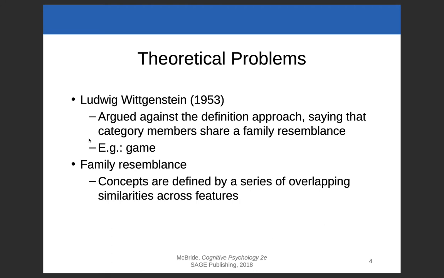One of the big examples that we use in this literature a lot is the idea of a game. What is a game? What are the essential features of a game? It has rules, it has competition, there are winners and losers. There are a lot of overlapping features that could be argued are like the family resemblance features for the category of a game.